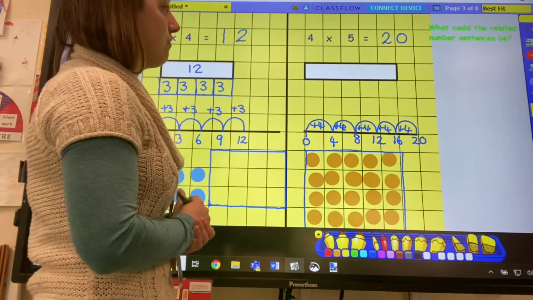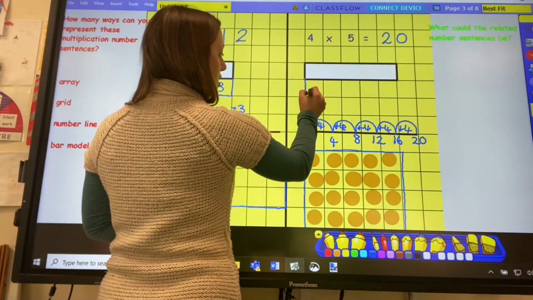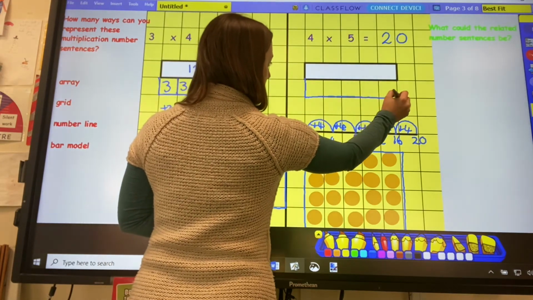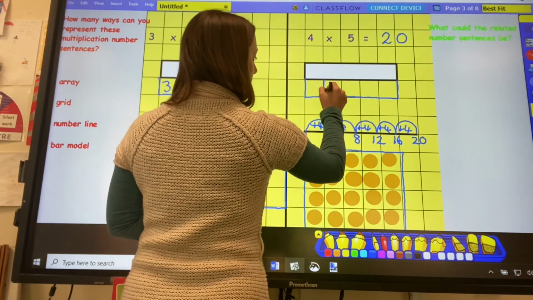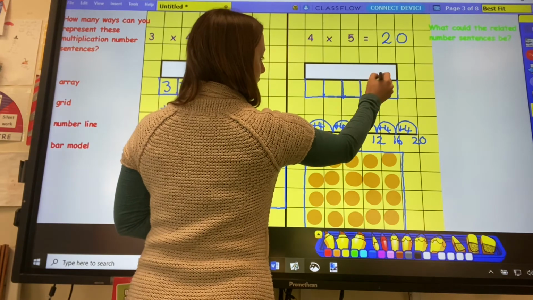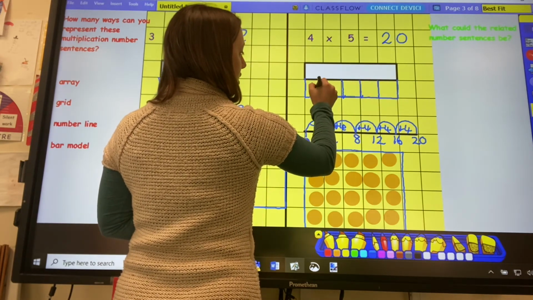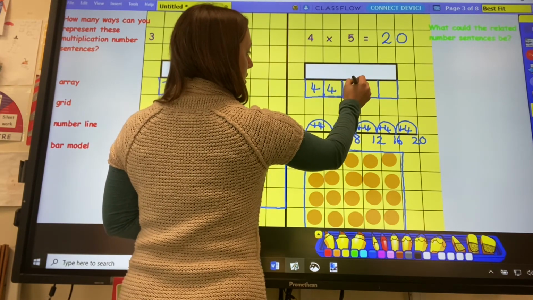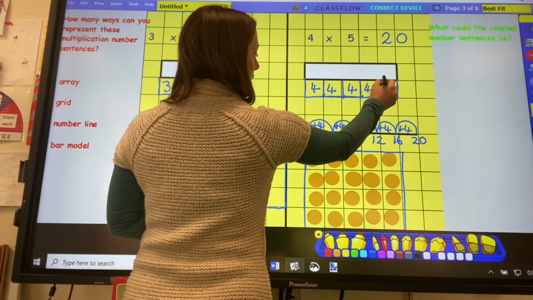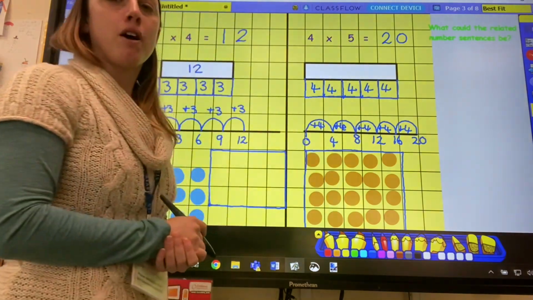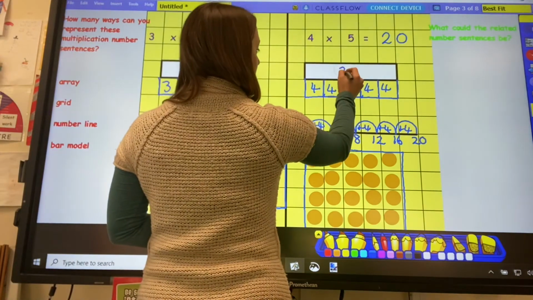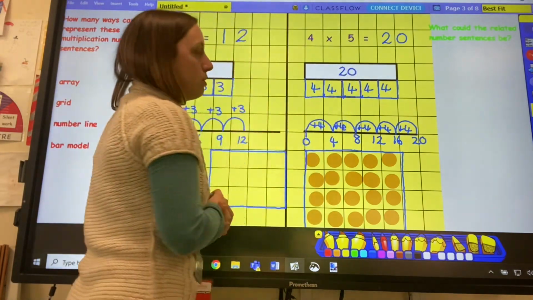Okay, and finally, I've got my bar model. And again, I've got my 5 groups, and each group has got my 4 in it, which gives me 20 in total.